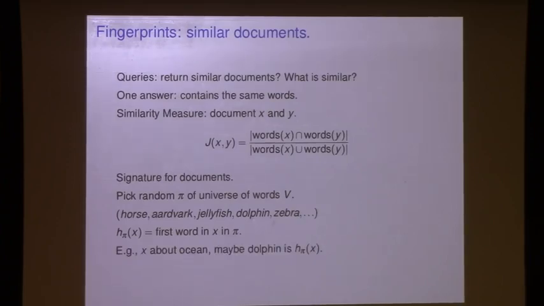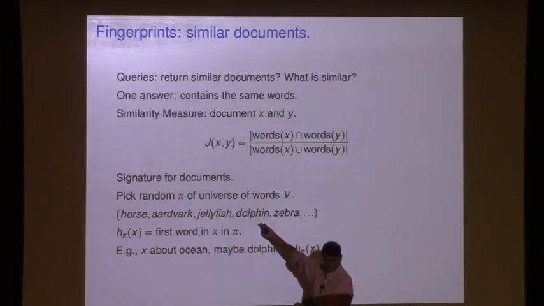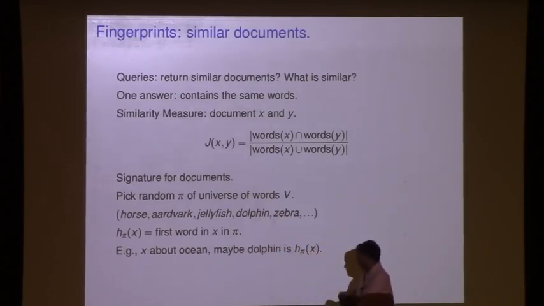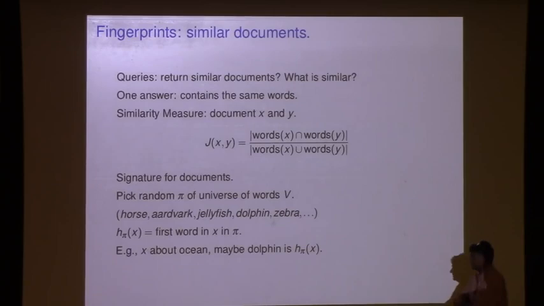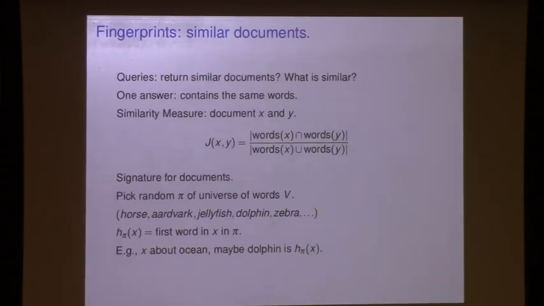Okay, so if X is about ocean, maybe dolphin. The output of this thing is a word. In fact, it's not even a word. It's an index into this permutation. Okay? So a dolphin is H pi of X. Okay, so that's the first word. So now I've taken a document with possibly millions of words and just produced one. That's my signature or fingerprint.